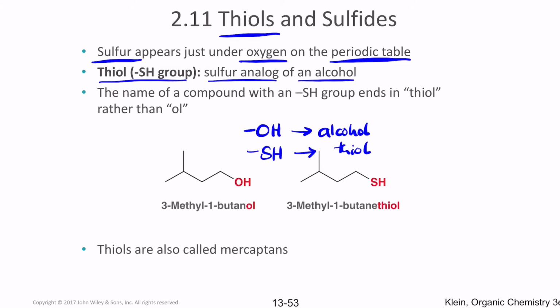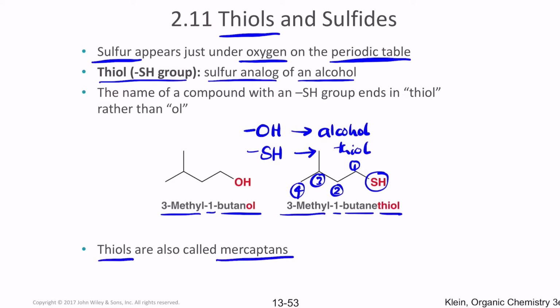For example, when we name this, we call it 3-methyl-1-butanol. But here when we have SH, we do the same thing: 3-methyl-1-butanethiol. Notice that it still gets the first priority, so you still get the same numbering pattern. The difference is that in place of "ol", we put "thiol". The word thiol refers to SH, sulfur and hydrogen, and it behaves the same way. These thiols in general are called mercaptans.